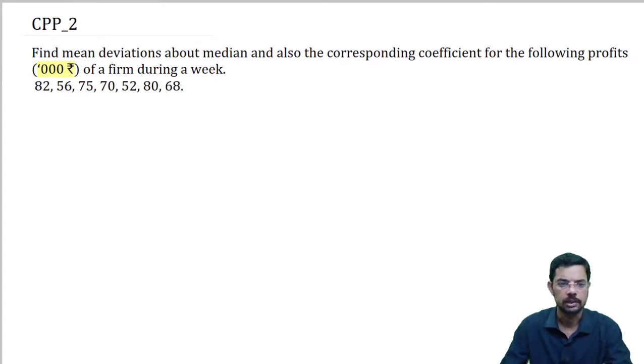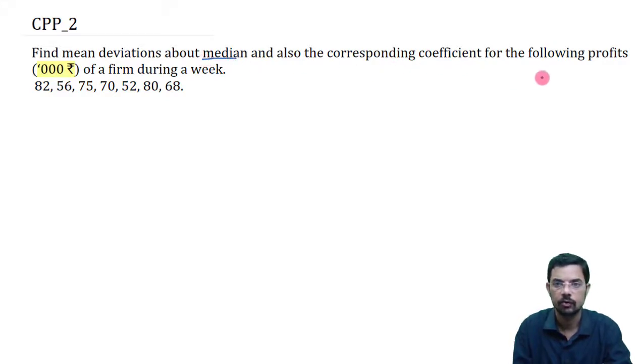Read the question. The second problem says, find the mean deviation about the median for the following profits. Here we need to find the median, so we need to arrange them in ascending order. When we arrange them in ascending order, what we get here is 52, 56, 68, 70, 75, 80 and 82.